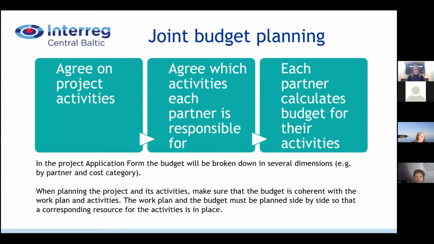And then the actual budget section for the whole project would be formed automatically by the system and calculated from the application parts where each partner has put their budget in. And the application form will break down the budget in several dimensions, and we will see it there by partner and by cost category. And we'll look at the cost categories a bit later today.